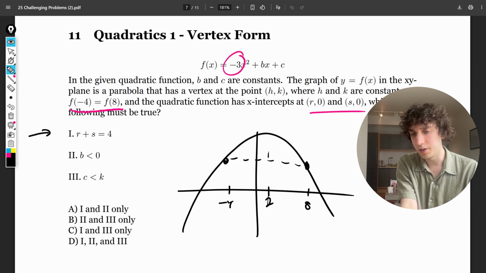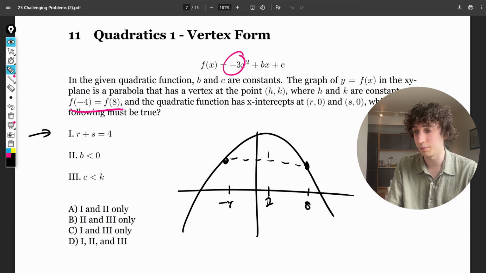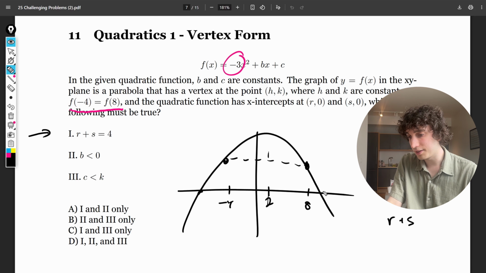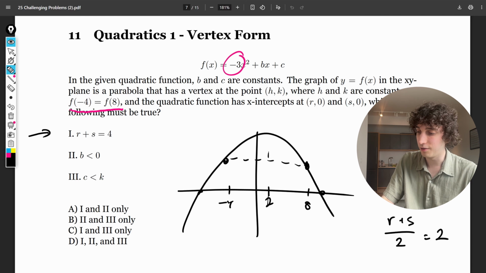And if you look at number 1, this seems completely unsolvable, right? Like r plus s, these are the two x-intercepts, but we have no idea where those x-intercepts are. Sure enough, we can actually solve this now that we know that h equals 2. How? Well, r plus s, we have no idea where they are, but we know that the midpoint between these two x-intercepts has to be the vertex, has to be 2. So we know that r plus s divided by 2 has to equal 2. Therefore, r plus s has to equal 4.